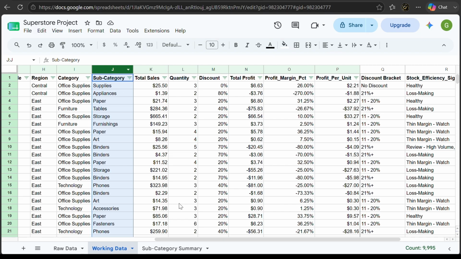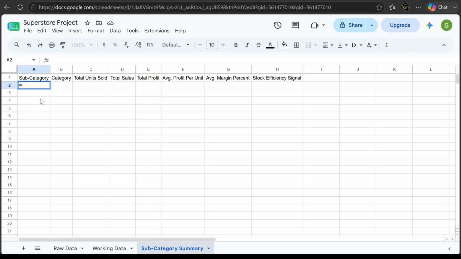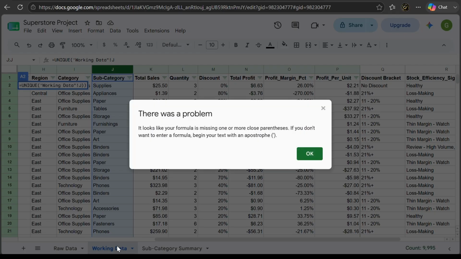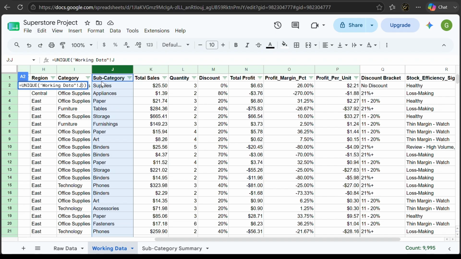Column J here. So we'll go to our subcategory summary sheet, come to this point, and then we say equals UNIQUE, right? And then we reference our working sheet. The name of the sheet is Working Data. So we are going to say Working Data, and then exclamation mark, and then we're looking at J, right? But now, that J starts from J2. That's where you have the first subcategory there.